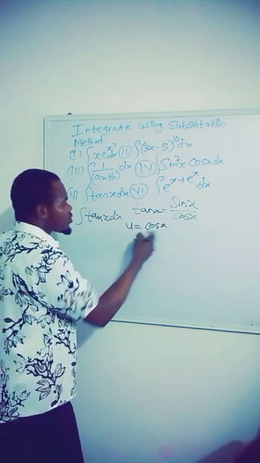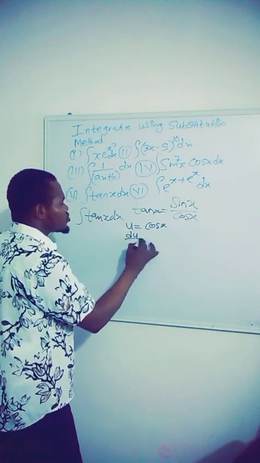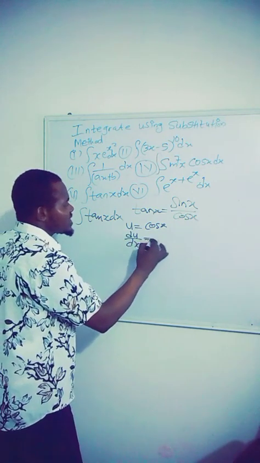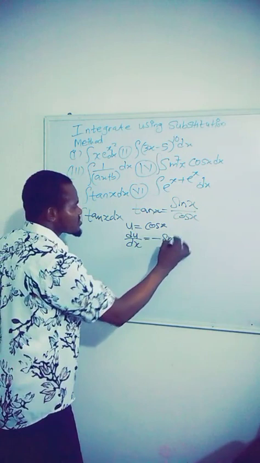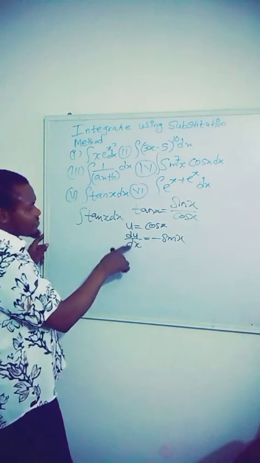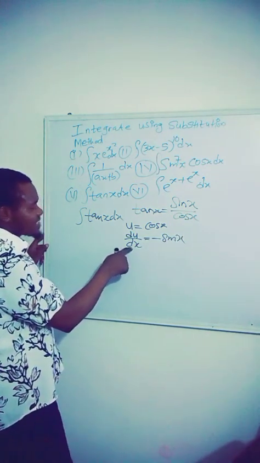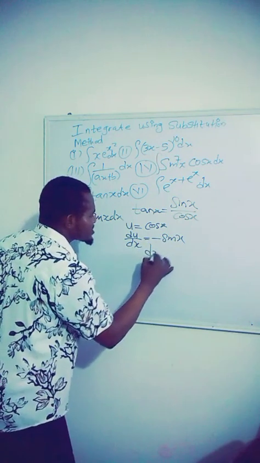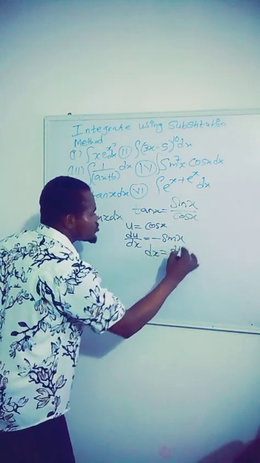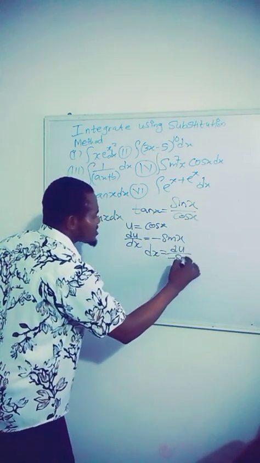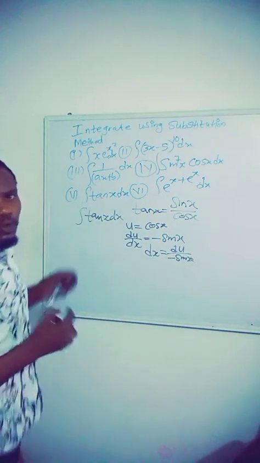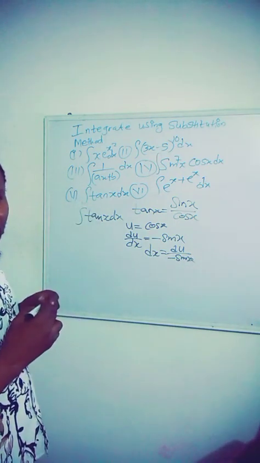If u equals cos x, what is du dx? du dx is minus sin x. So if you make dx the subject of the formula, dx will give you du over minus sin x. I hope you get that, over minus sin x.